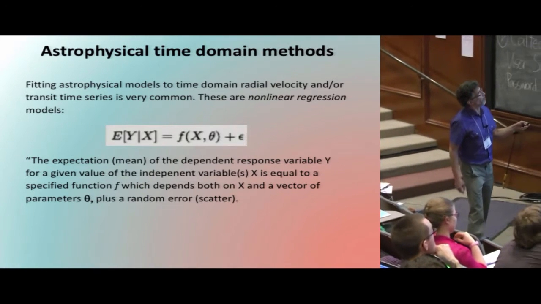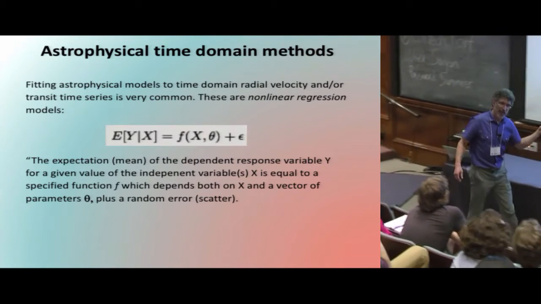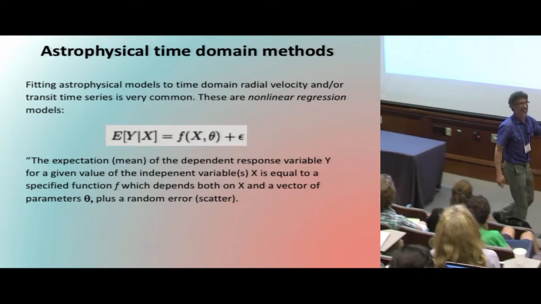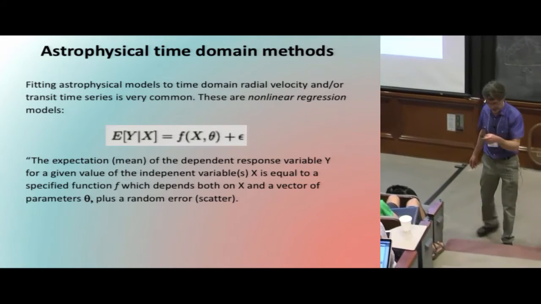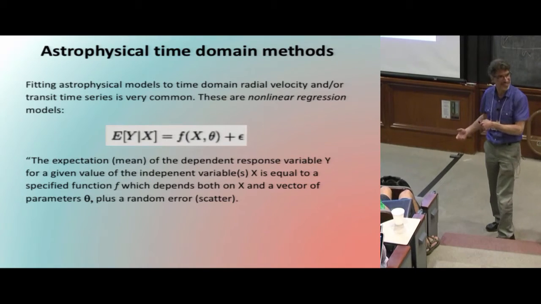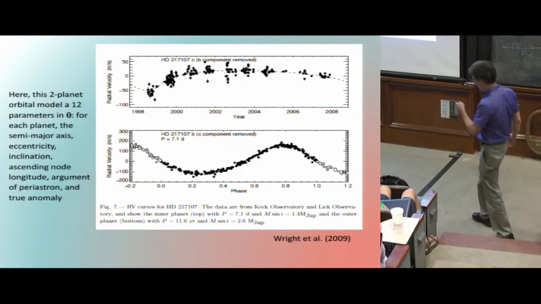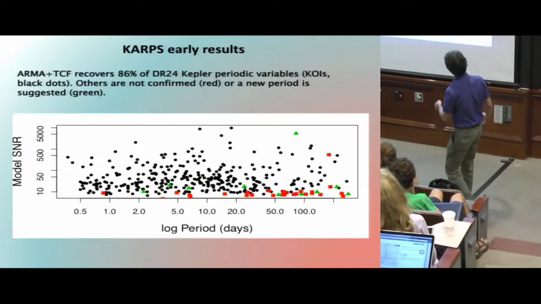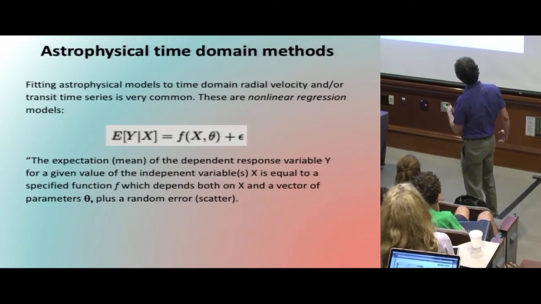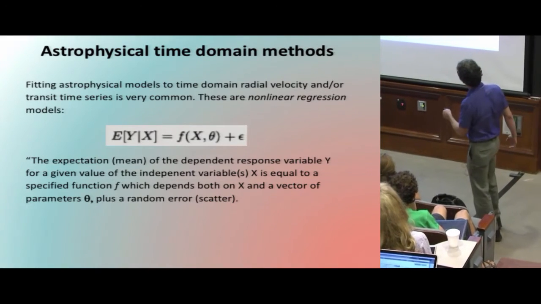Okay, what about astrophysical models? In other words, not stochastic autoregressive models, but real models that have ellipticities and masses and TTVs and stuff like this. And of course, this is what most of you do, what we do as a community.